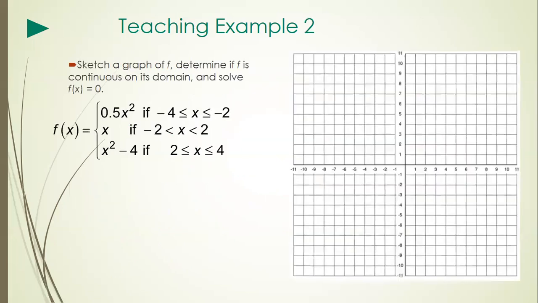All right, so the next thing you're going to write down, f of x equals 0.5x squared, and you don't have to write the word if, you can always put a comma. The comma means if in a piecewise. So you're going to write down 0.5x squared if x is between -4 and -2. You're going to write down x if x is between -2 and 2. You're going to write down x squared minus 4 if x is between 2 and 4.